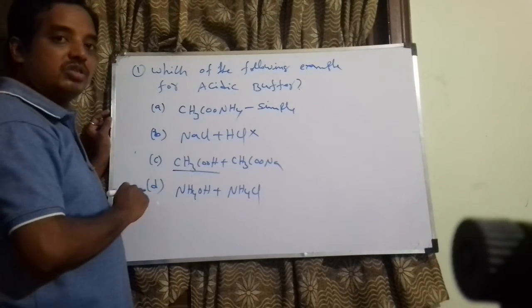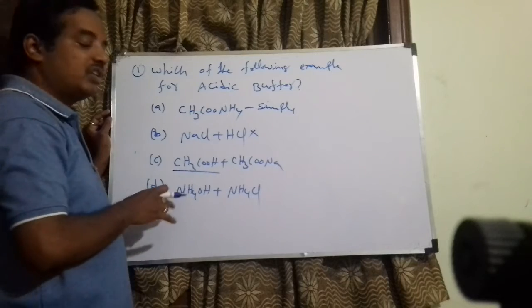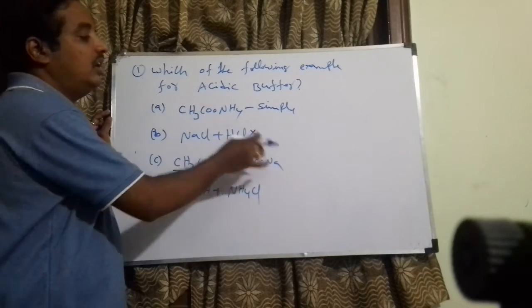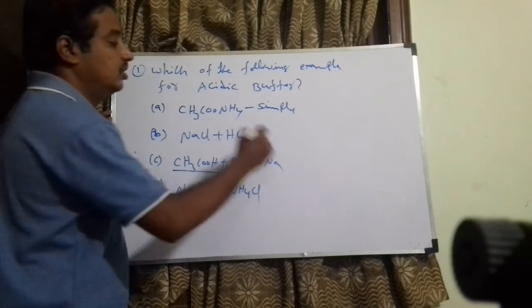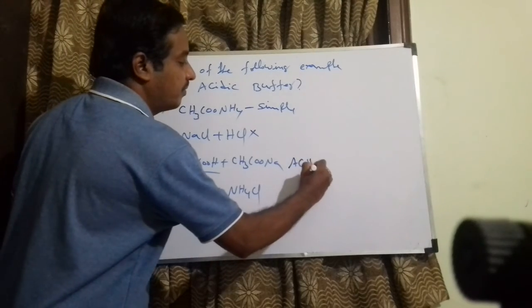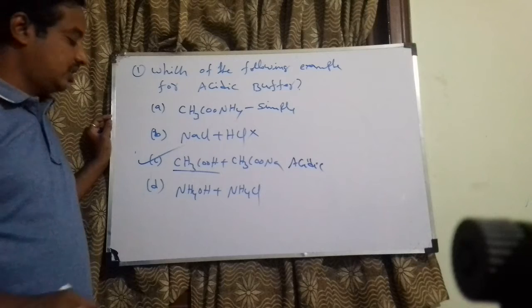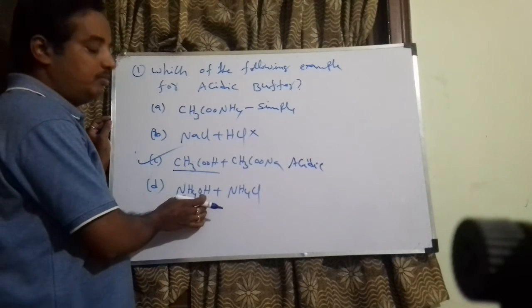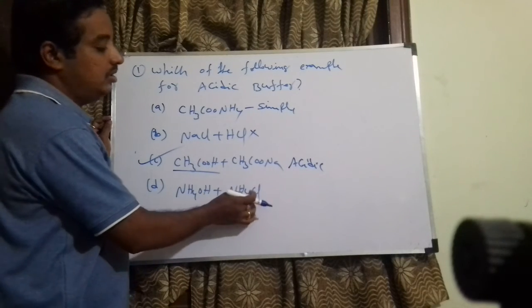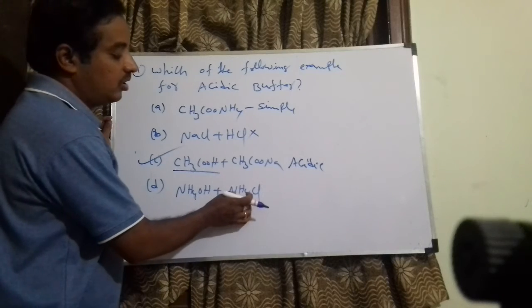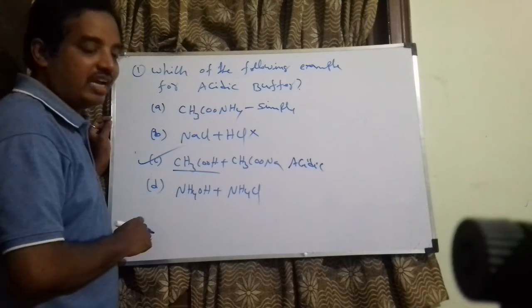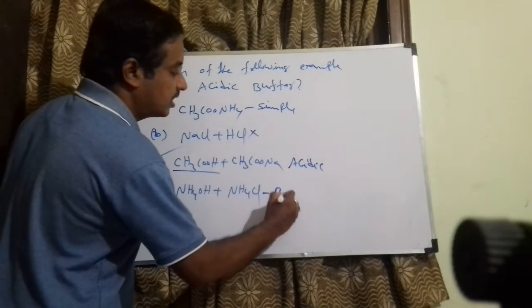This is the mixture which contains a weak acid and the salt of its strong base, so it is an acidic buffer. The third option is correct. The fourth one is ammonium hydroxide, a weak base, and ammonium chloride, the salt of its strong acid, so it is a basic buffer.